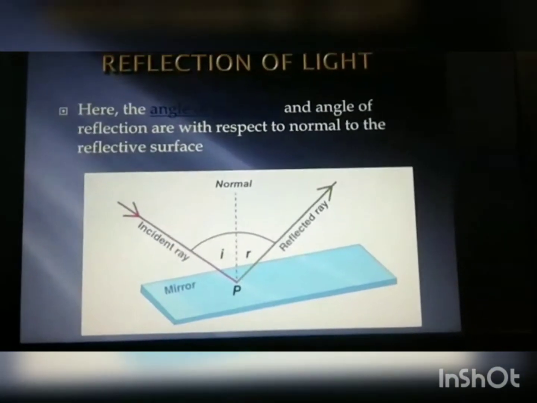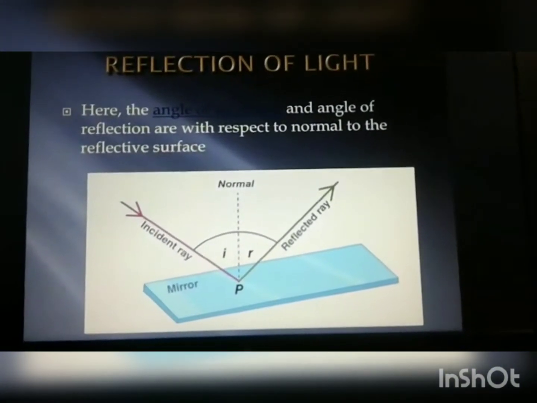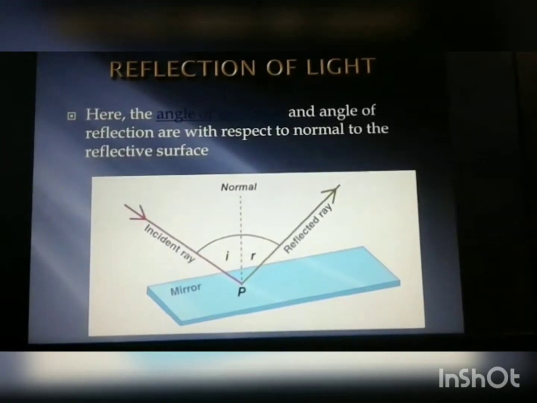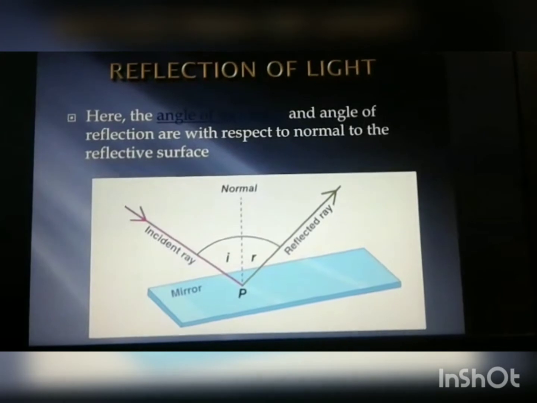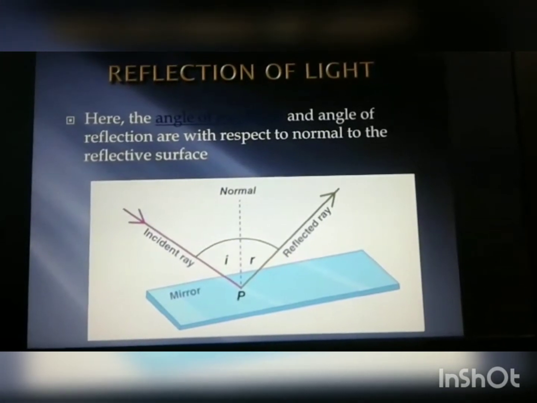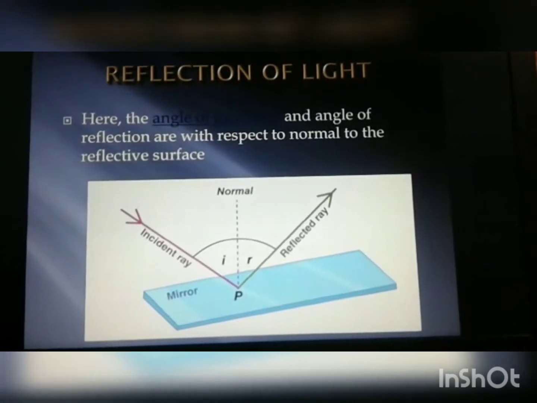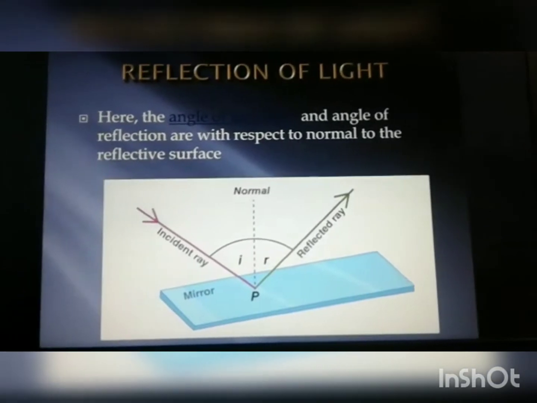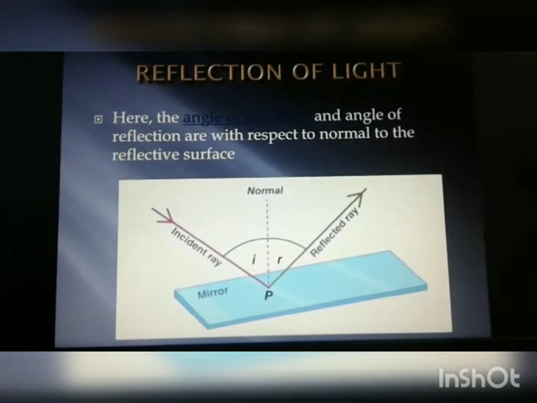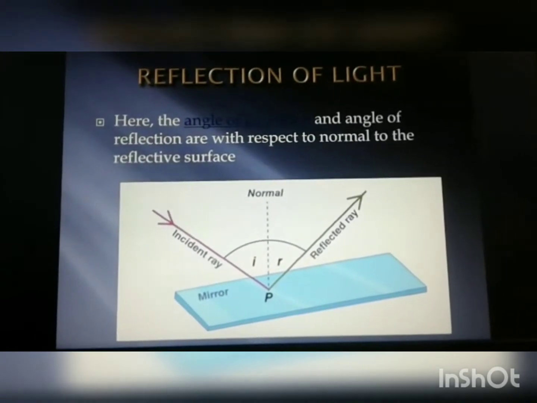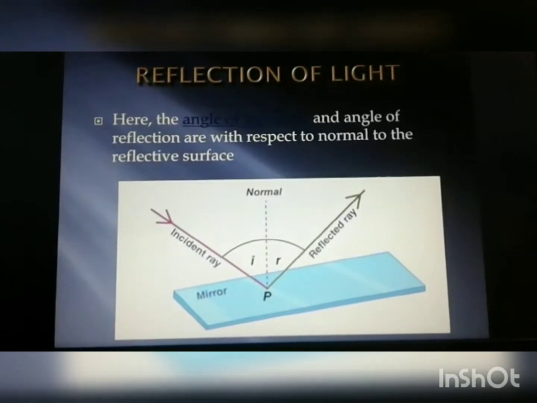These laws of reflection are applicable to all types of reflecting surfaces, including spherical surfaces. We are familiar with the formation of image by a plane mirror. Now, we will discuss the properties of the image. First, the image formed by a plane mirror is always virtual and erect. Next, the size of the image is equal to that of the object. Next, the image formed is as far behind the mirror as the object is in front of it. It means the image distance and object distance are the same.